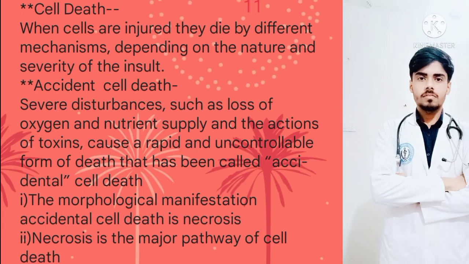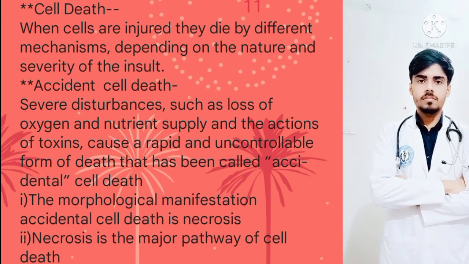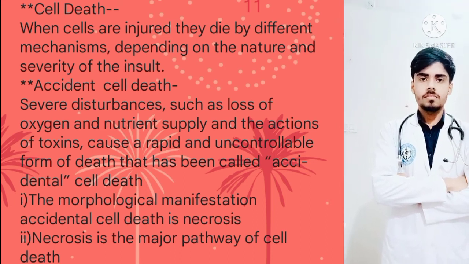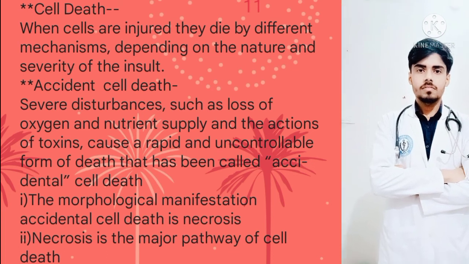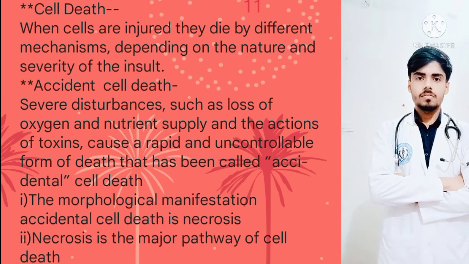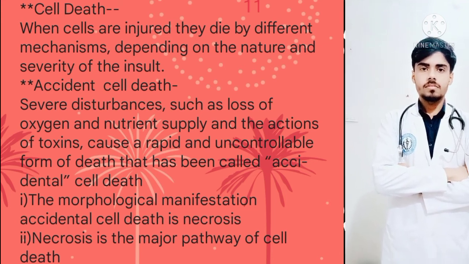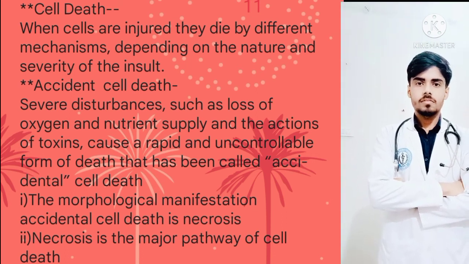Now we are going to discuss cell death in brief. We will discuss cell death in detail in the next video. In this video we will first discuss what cell death is. When cells are injured, they die by different mechanisms depending on the nature and severity of the insult. Now, accidental cell death: what do you understand by this? It means severe disturbances such as loss of oxygen and nutrient supply and the action of toxins cause a rapid and uncontrolled form of death, which is called accidental cell death.